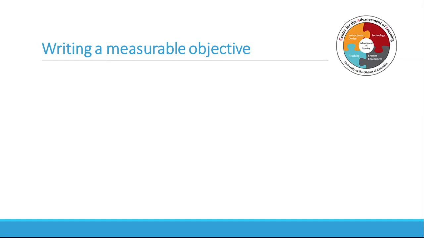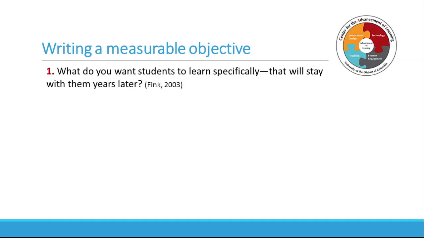So what should we be thinking about when we are writing our objectives? As we just discussed, objectives signify the learning that will be taking place in our courses. When thinking about this intended learning, here are a few questions to consider when writing your course objectives. The first asks us to think about what we want students to learn specifically that will still be with them years later. This is the lifelong learning approach.